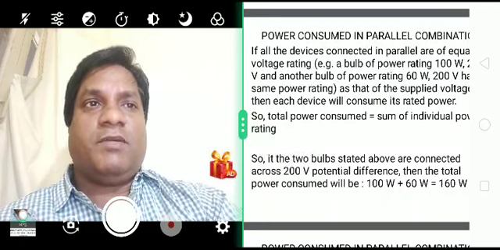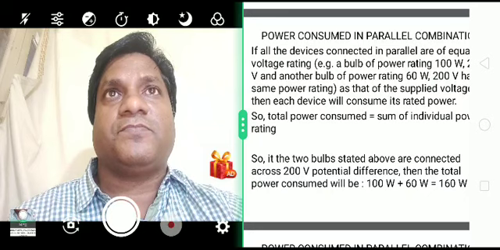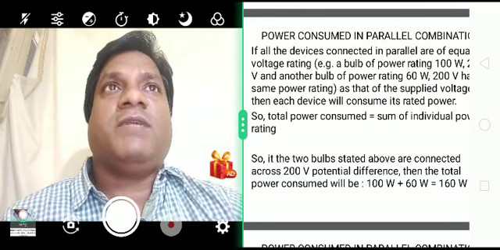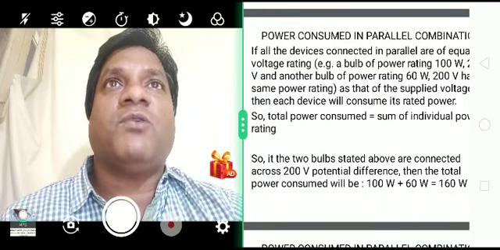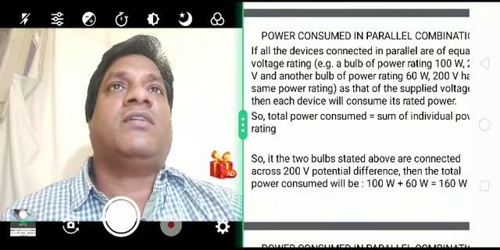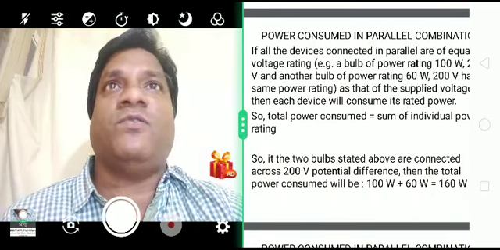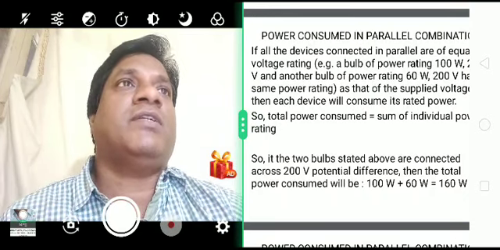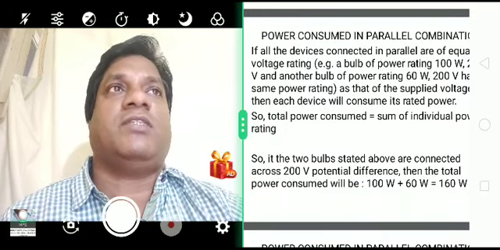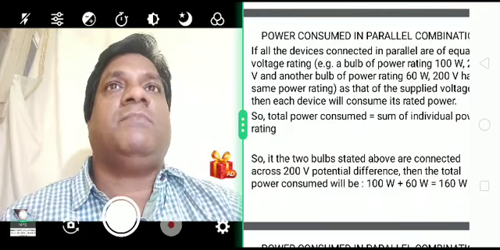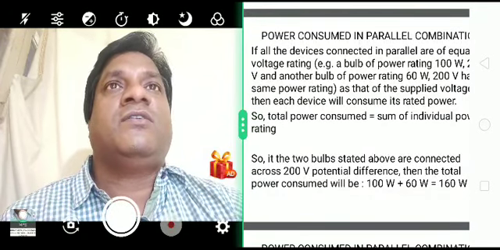Let us now discuss the power consumed in a parallel combination of resistors. If all the devices connected in parallel are of equal voltage rating, for example, a bulb of power rating 100 watt 200 volt and another bulb of power rating 60 watt 200 volt, these two bulbs have the same voltage rating, not power rating, same voltage rating.